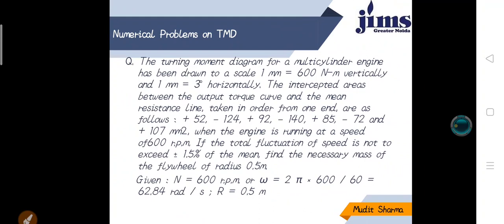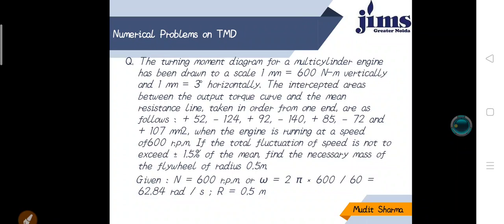A turning moment diagram for a multi-cylinder engine has been drawn to a scale of 1 mm equals 600 Newton meter vertically, that is, on the y axis, and 1 mm equals 3 degree horizontally on the x axis.